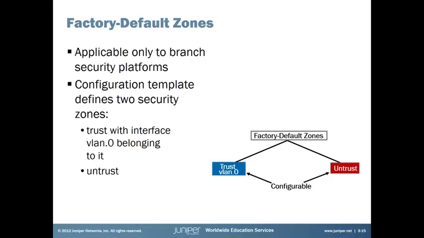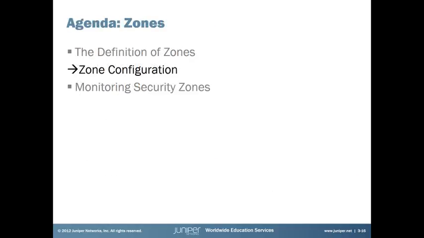Essentially the way that factory default works is that we've got VLAN 0 sitting in the trust. I think we've got interface, actually no we do, interface 0/0/0, whether it's FE or GE depending on the device, but interface 0/0/0 ends up in the untrust zone. It's just the way it turns out. And the default policy actually is that everything's allowed from trust to untrust, and nothing is allowed from untrust back to trust. We'll take a look at that later on.